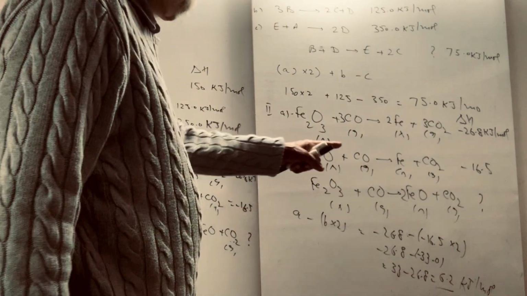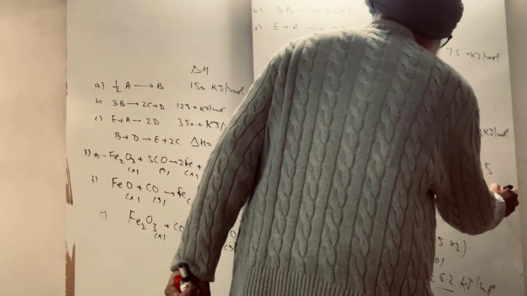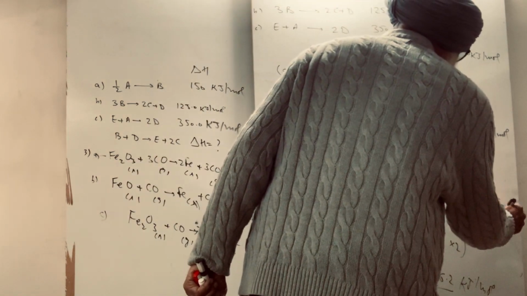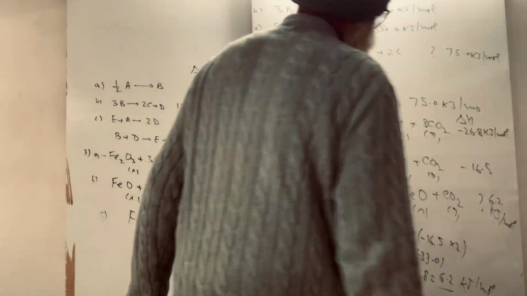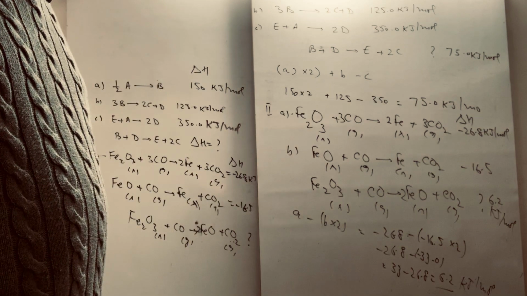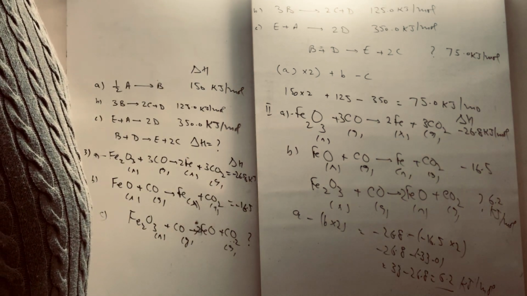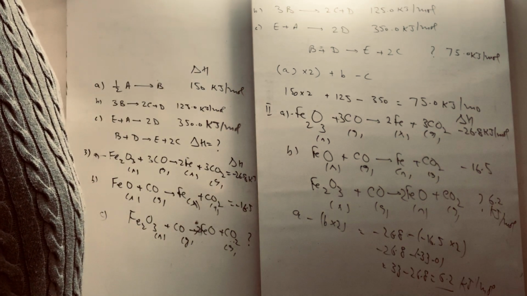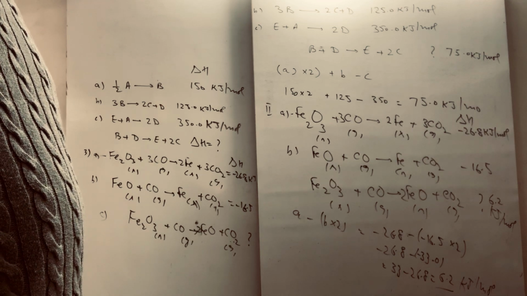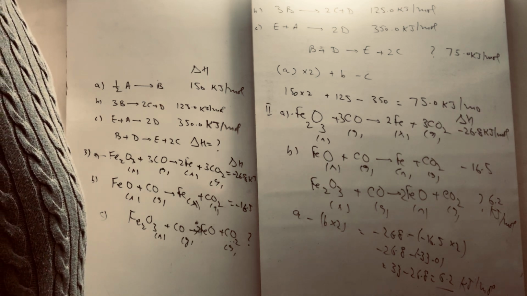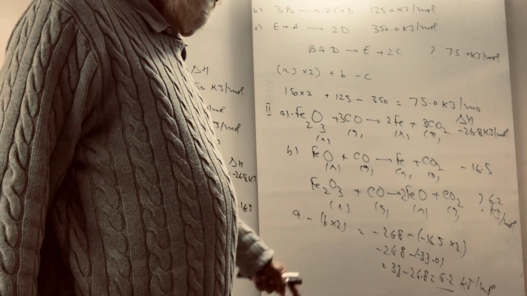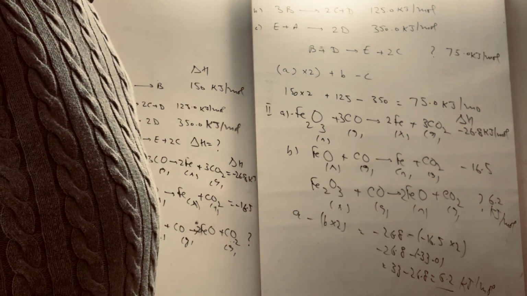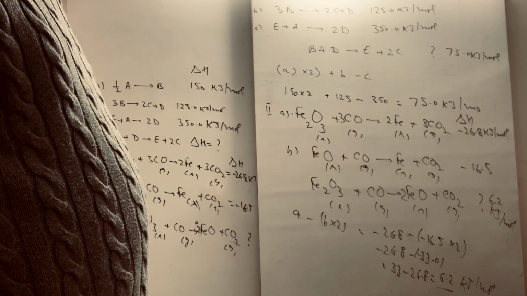So what will be the delta H here? It will be 6.2 kilojoule per mole. For kilo, k should be small. Capital K indicates Kelvin, so for kilo the k should be small. So 6.2 kilojoules will be the answer for this second question.